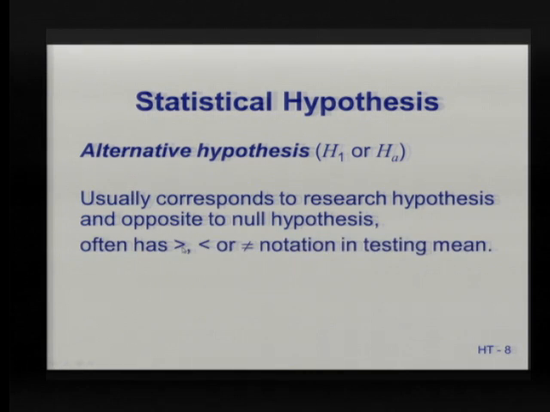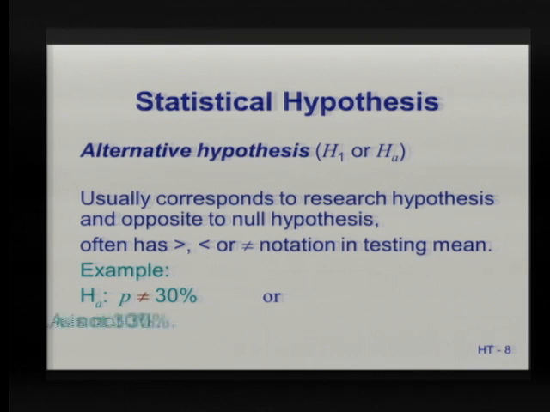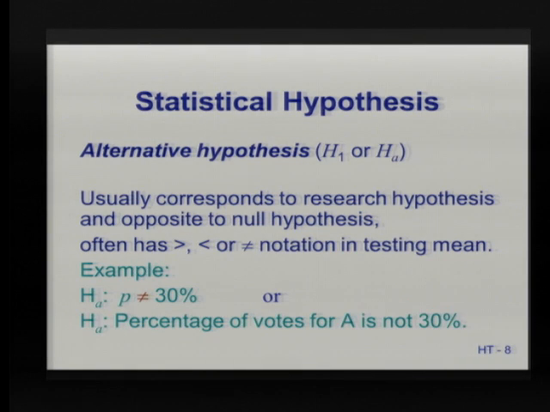So the alternative is something different from the null. In our null hypothesis, we can use exactly equal, or greater than or equal, or less than or equal. But in the alternative, we would say not equal, or strictly less than, or strictly greater than. That's the kind of notation you would use if you try to use a math expression to explain the alternative. So this could be one of the alternative hypotheses. My null hypothesis: the proportion is 30%. Now this alternative is what? Not equal to 30%. Or you write a sentence or a phrase, say the percentage of votes for A is not 30%. It's something opposite to the null hypothesis.